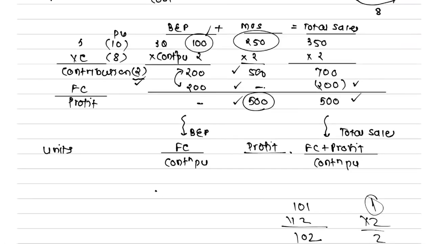Actually, the formula is this only. Fixed cost plus profit, you get contribution, divided by contribution per unit. Here also, fixed cost plus profit divided by contribution. But at break-even point, what is nil? Profit. So the formula becomes fixed cost divided by contribution.